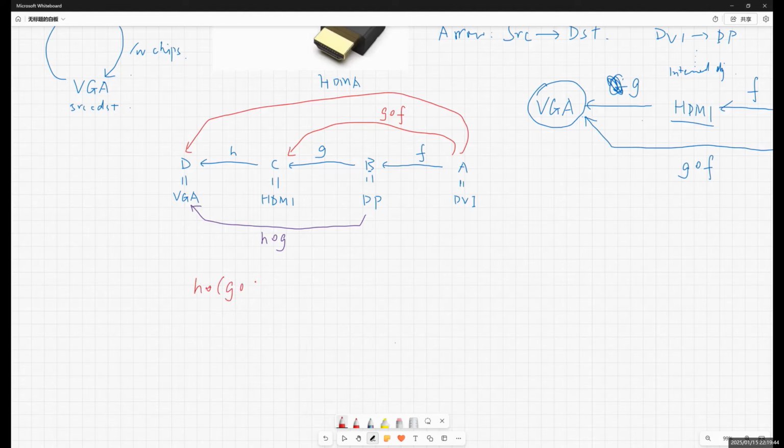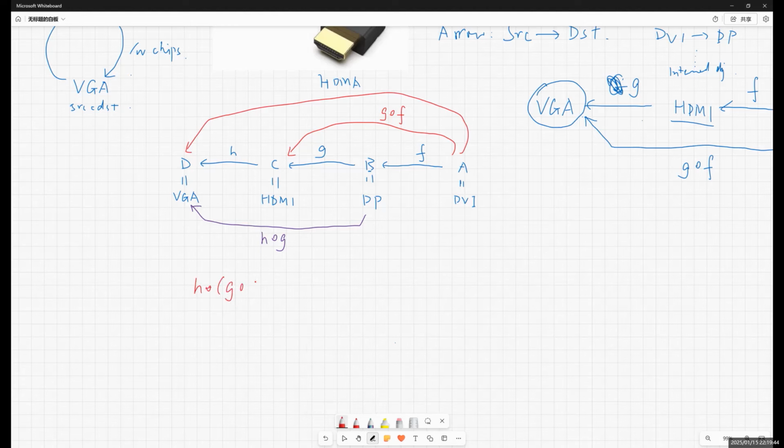Finally, we have 2 paths. This is this path here and this path here, both from DVI to VGA. We expect they are the same. That means if we input the same signal here, we have the same output signal here. From the input to the output, make comparison.